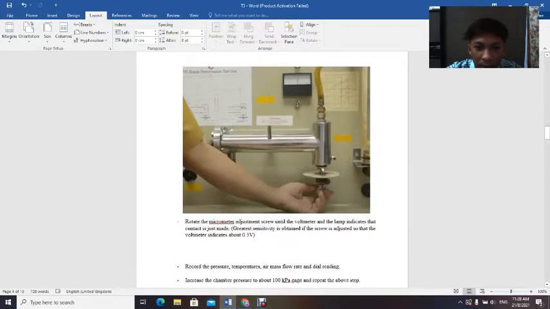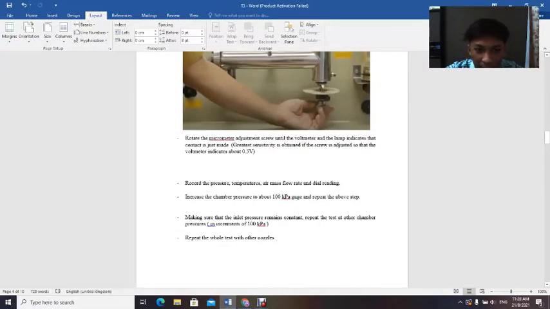And next, rotate the micrometer adjustment screw until the voltmeter and the lamp indicates that contact is just made. Greater sensitivity is obtained if the screw is adjusted so that the voltmeter indicates about 0.5 volt. And then record the pressure, temperatures, air mass flow rate and dial reading.